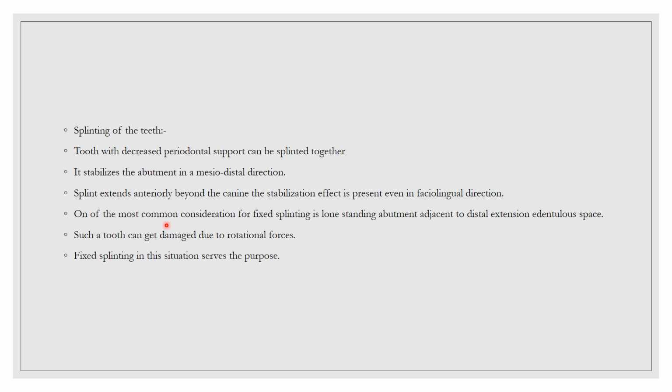Okay, splinting of the teeth. So teeth with decreased periodontal support can be splinted together. It stabilizes the abutment in the mesiodistal direction. Splints extend anteriorly beyond the canine. The stabilization effect is present even in the facial-lingual direction. So on most occasions, fixed splinting of a lone standing abutment adjacent to a distal extension edentulous space can be done. Such a tooth can be damaged due to rotational force, and fixed splinting in such situations serves the purpose.